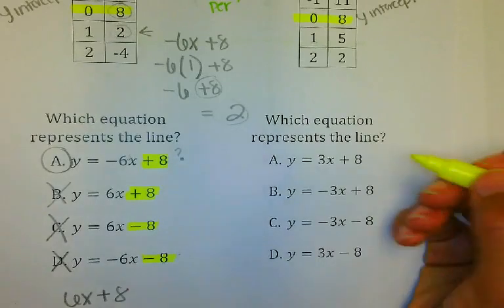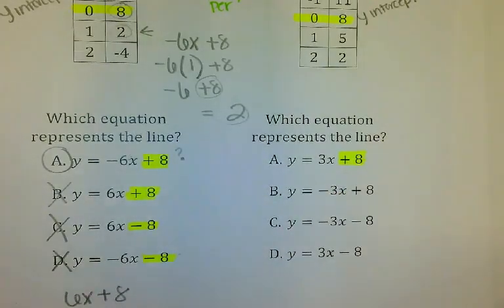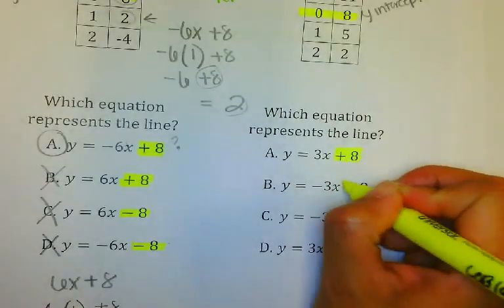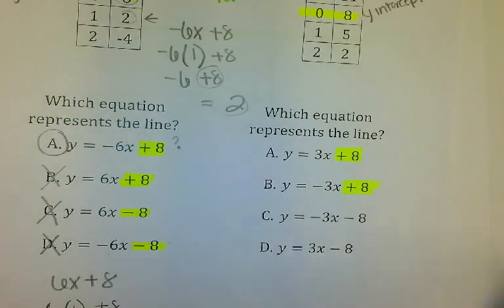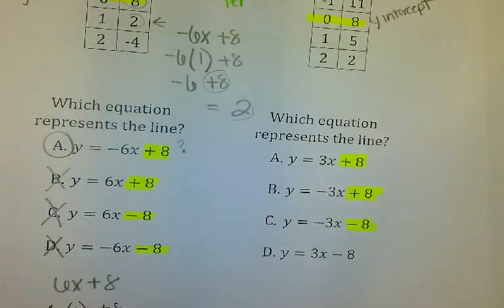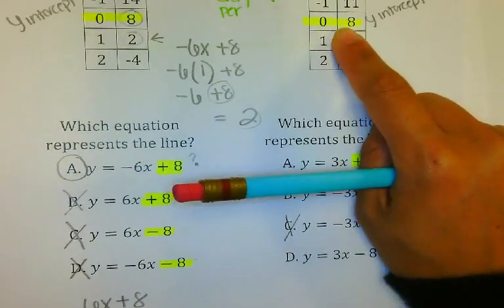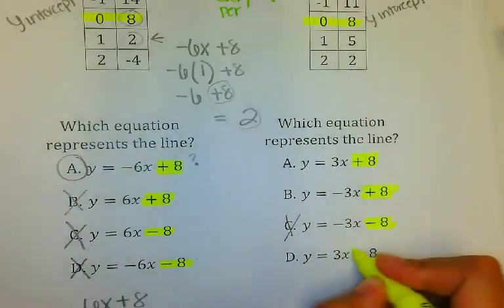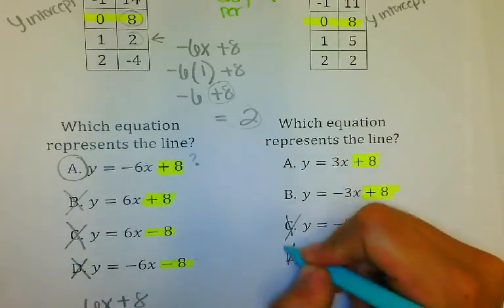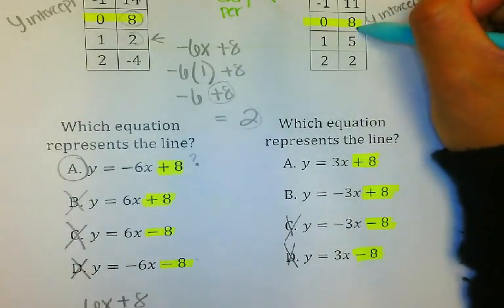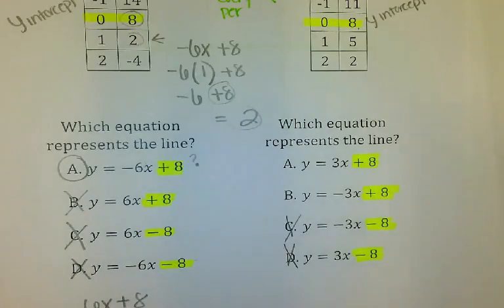All right, hopefully you paused the video. This one has a plus 8 as a y-intercept. That works. This has a plus 8 as a y-intercept. That works. This one has a negative 8 as a y-intercept. That does not work, because this is not negative 8. It is positive 8. And this is negative 8. That does not work because, again, that is a positive 8. Okay? So now we're left with these two.